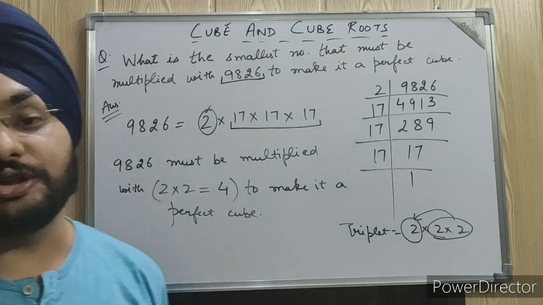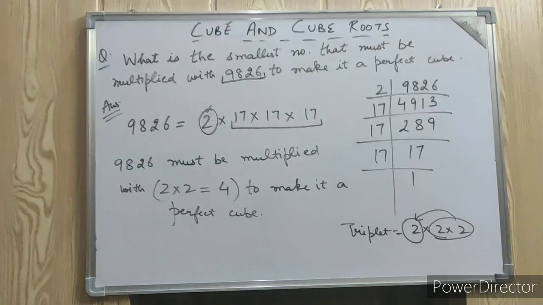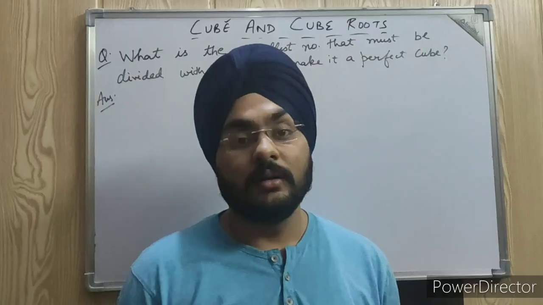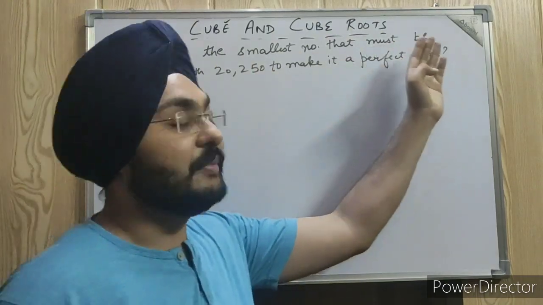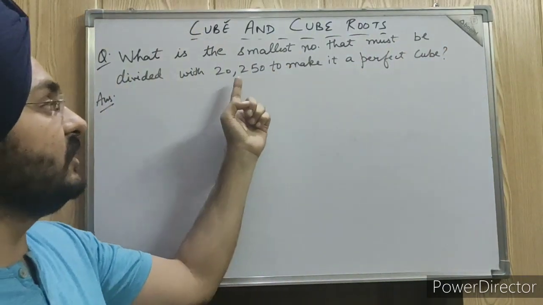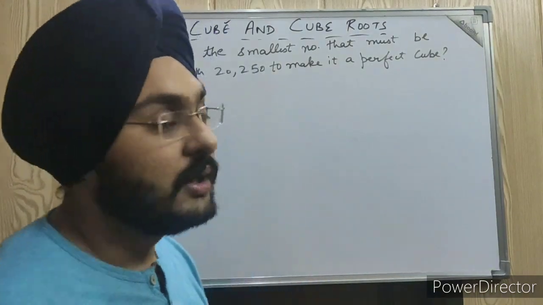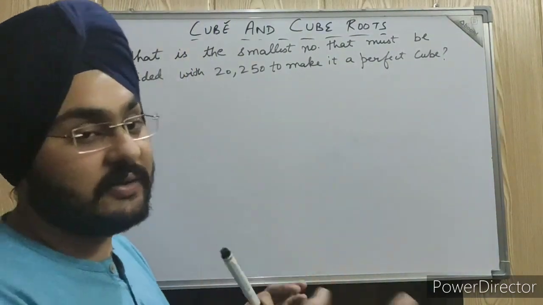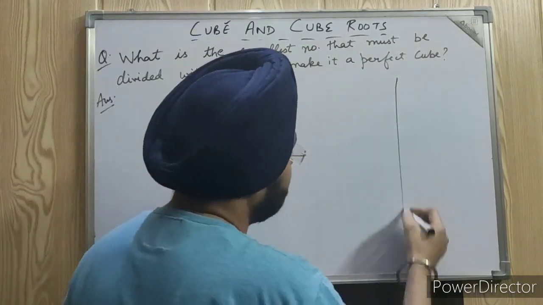So coming to the next question now. What is the smallest number that must be divided into 20,250 to make it a perfect cube? So in the case of multiplication and division, again we have to do the prime factorization of this number.